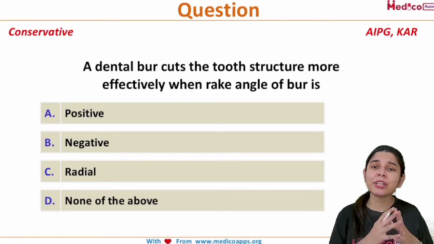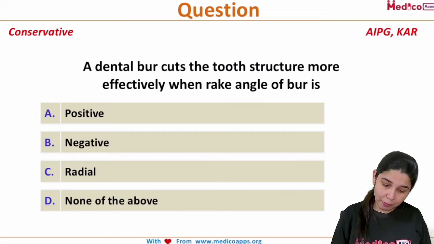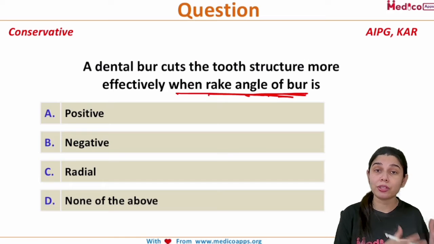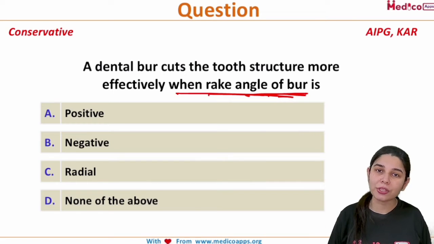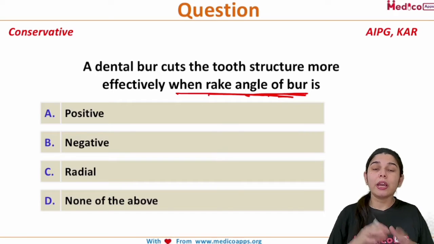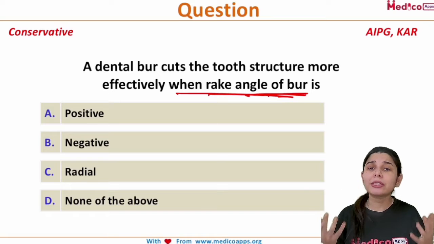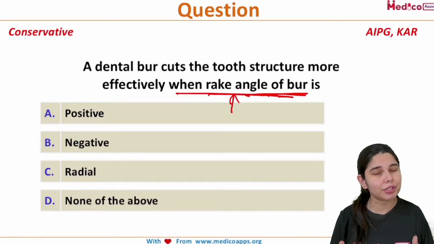The question states that a dental burr cuts the tooth surface more effectively when the rake angle of the burr is: positive, negative, radial, or none of the above? These are the four options given with this question. Now, why have I mentioned that this is a question on MCQ? Because that is the key point of the MCQ which we are going to discuss today.